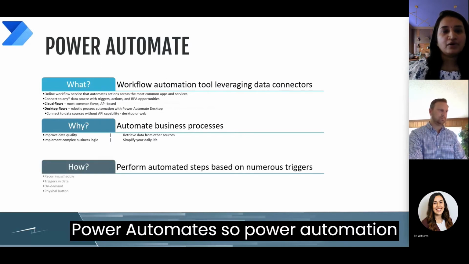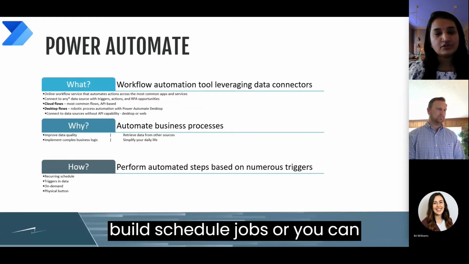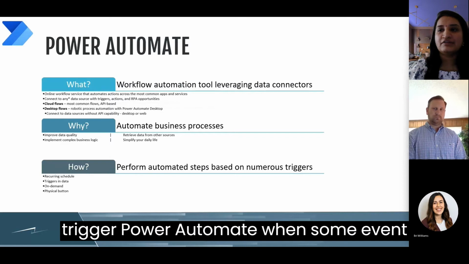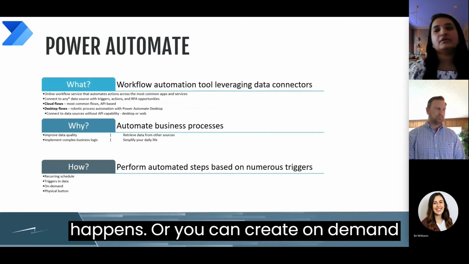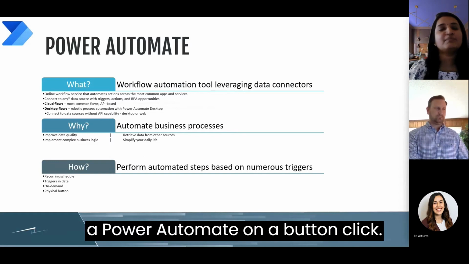How can you build Power Automate flows? Through Power Automate, you can build scheduled jobs, or you can trigger a flow when some event happens, or you can create an on-demand flow, or you can even trigger a flow on a button click.